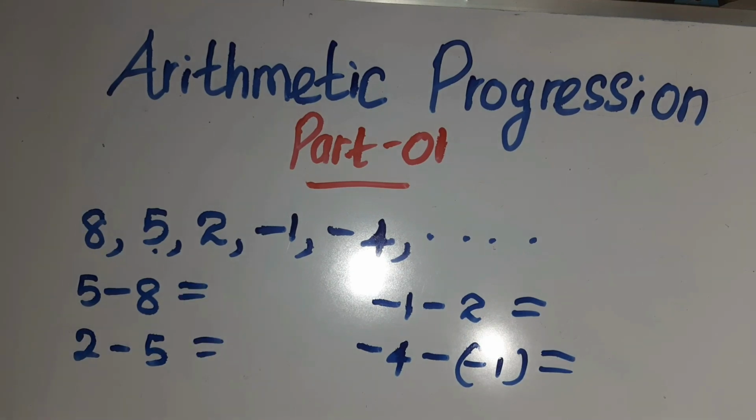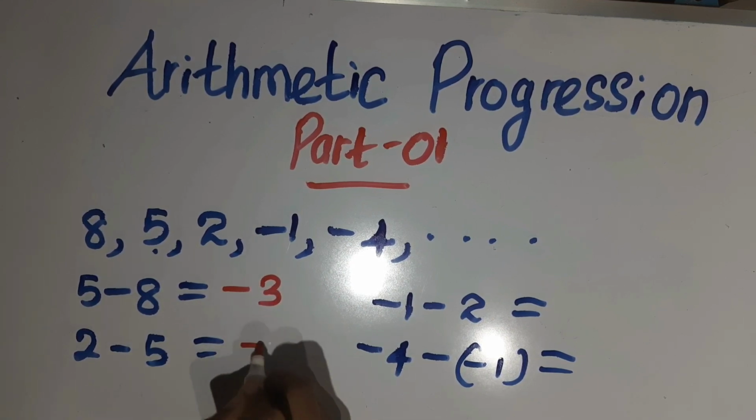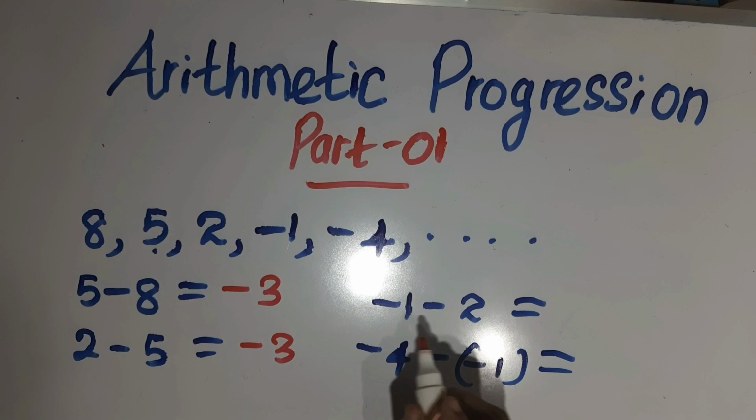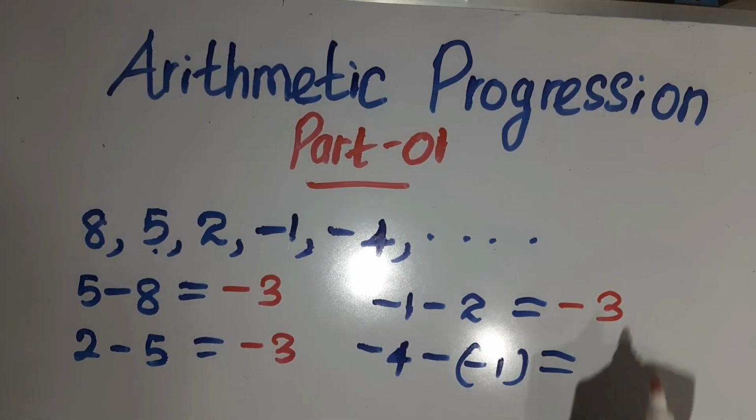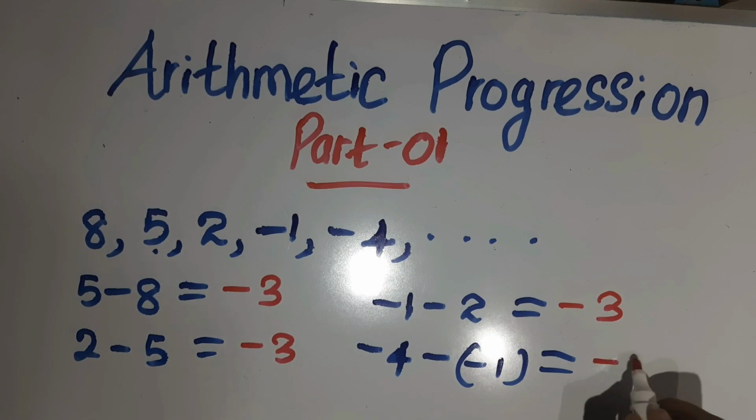What will be the answer? 5 minus 8. Here the larger number is 8 and the smaller number is 5, so the sign is negative. The difference is 3, so it is minus 3. 2 minus 5 is minus 3. Minus 1 minus 2 is minus 3. Minus 4 minus 1 is minus 3. It's a constant value.